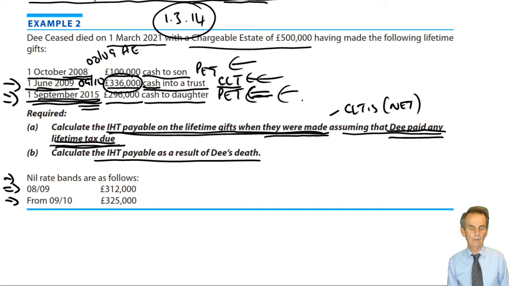And you work, therefore, what would be the gross chargeable transfer on that June 09 CLT. Do that for me now, then we'll catch up, then we'll move on, of course, to look at what happens on death.